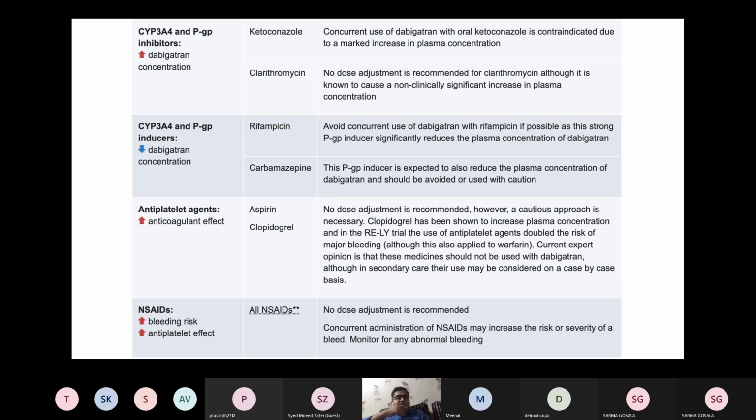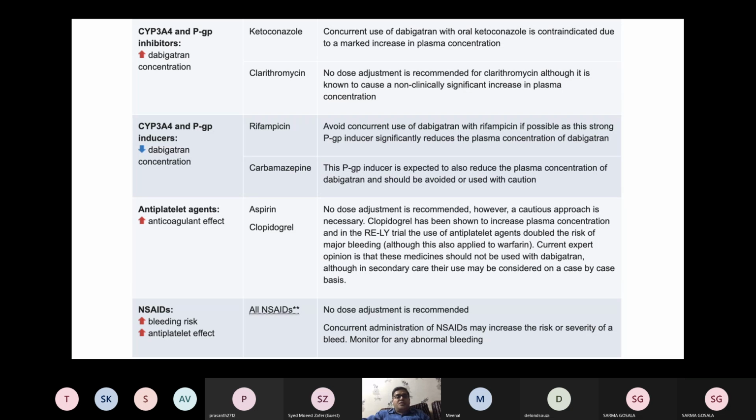Coming to use with PGP inducers like rifampicin and carbamazepine, it is better to avoid concurrent use of dabigatran with rifampicin, because it reduces the dabigatran concentration, and there can be chances of thrombosis. Carbamazepine should be avoided or used with caution when you're using it with dabigatran.